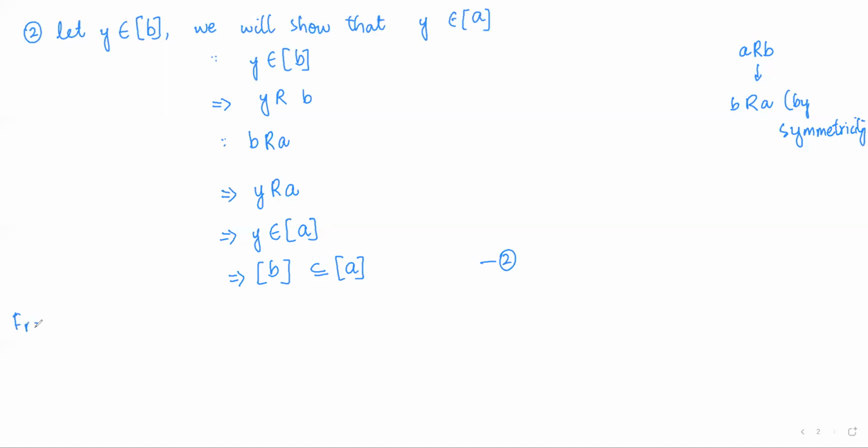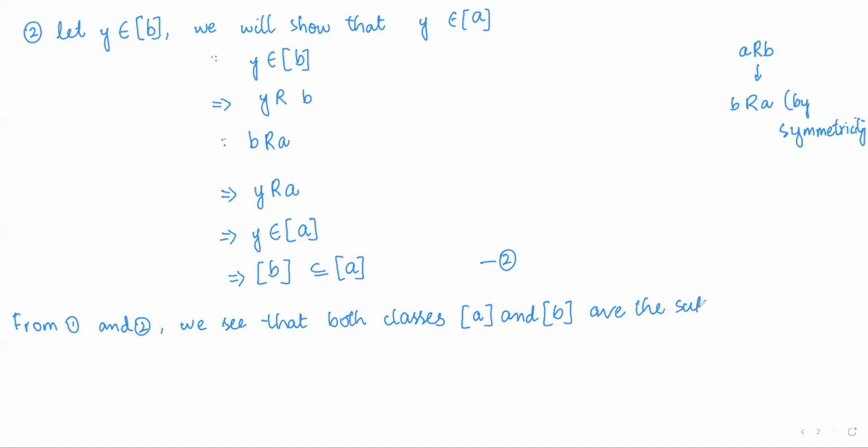From 1 and 2, we see that both classes a and b are subsets of each other, which implies the class of a is equal to the class of b. This is it.